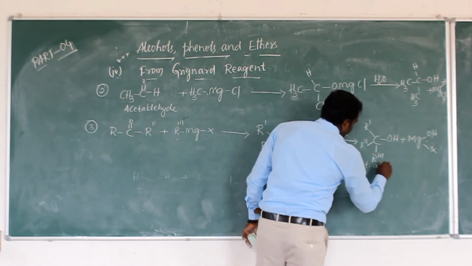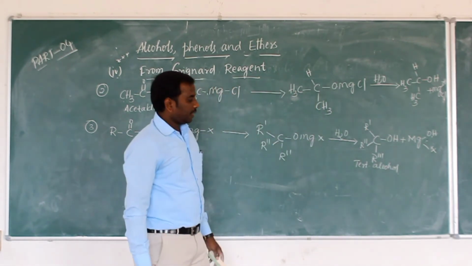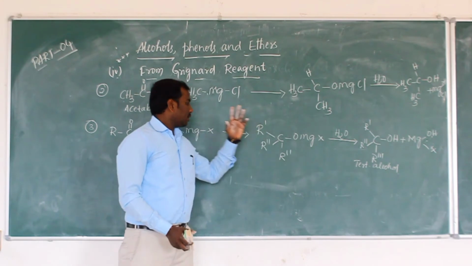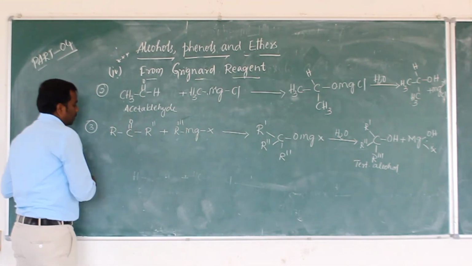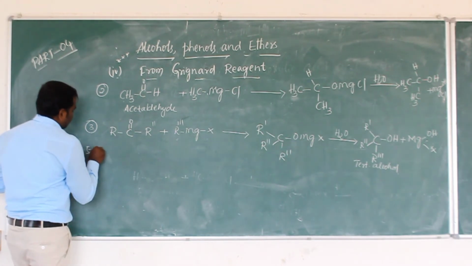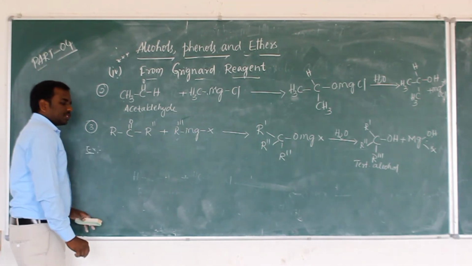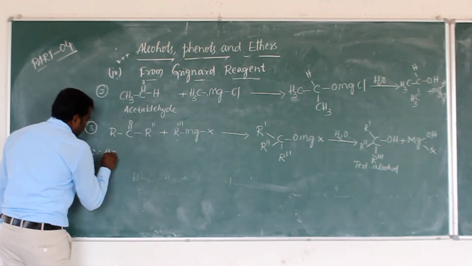Tertiary alcohol is formed, okay? From the ketone, right? See, this is an example. Taking an example, here R is replaced by CH3.